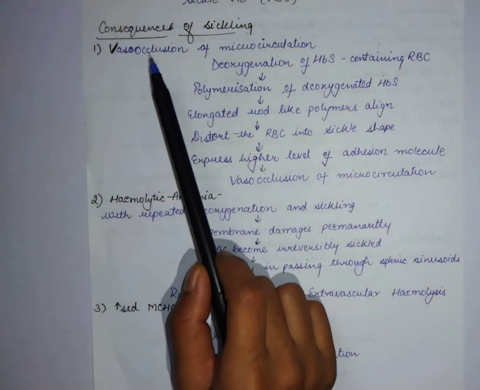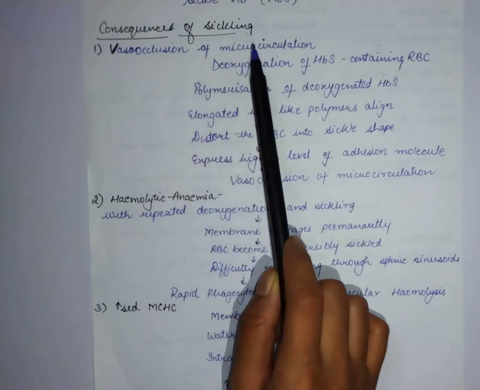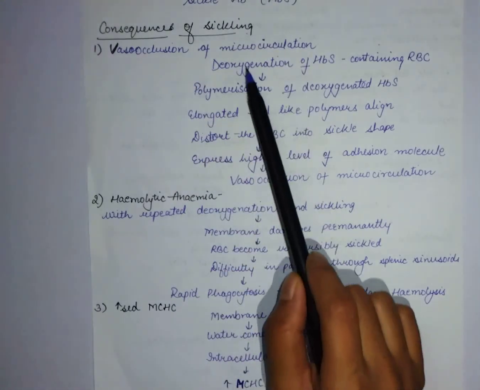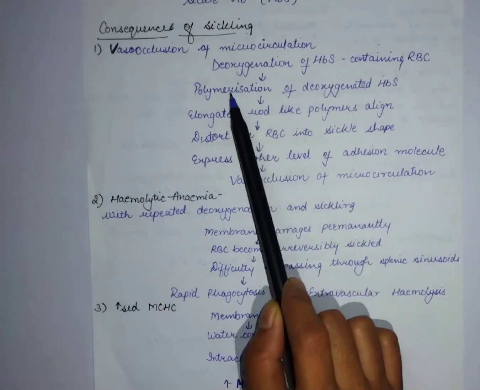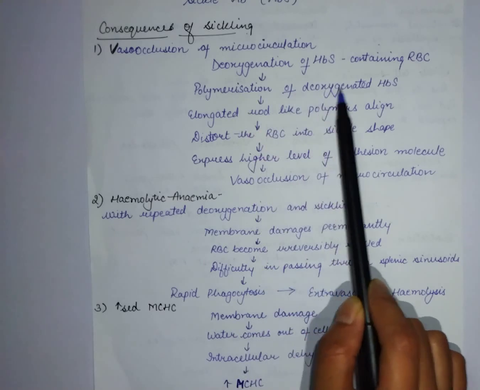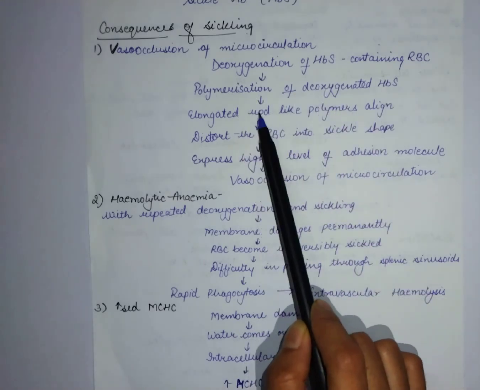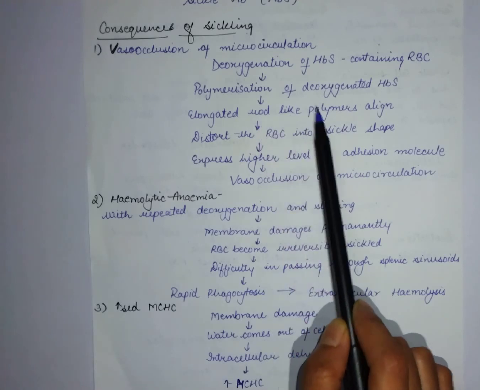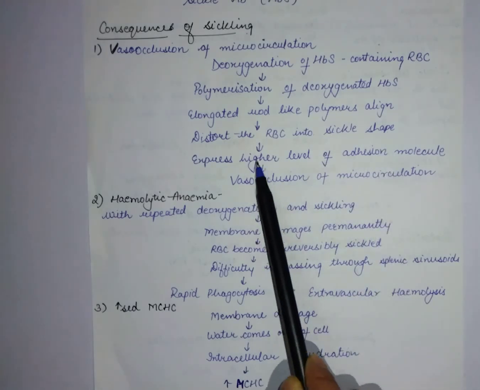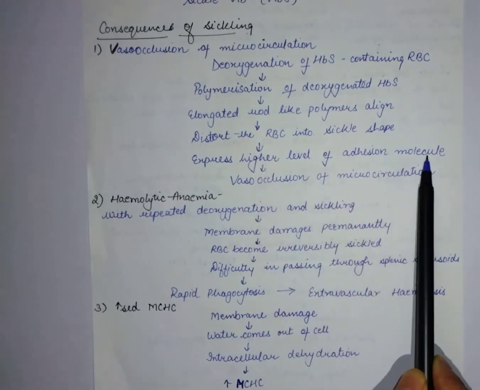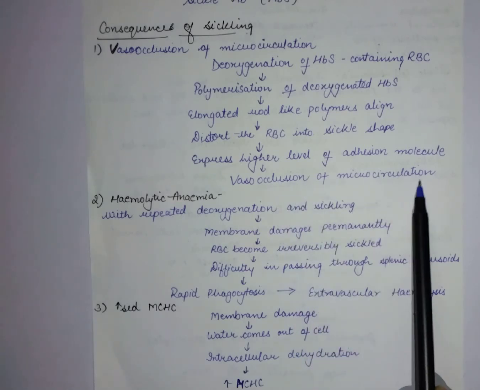Now here we'll study the consequences of sickling. First, there is vasoocclusion of microcirculation. When there is deoxygenation of hemoglobin S containing RBC, it leads to polymerization of deoxygenated hemoglobin S. That leads to the formation of elongated rod-like polymers, and it distorts the RBC into a sickle shape that expresses a higher level of adhesion molecules. And finally, there is vasoocclusion of microcirculation.